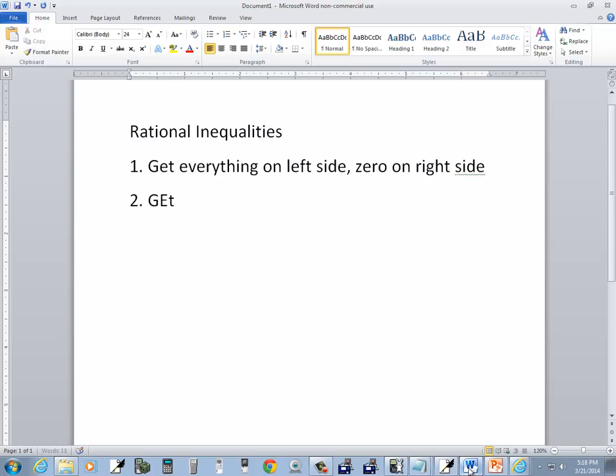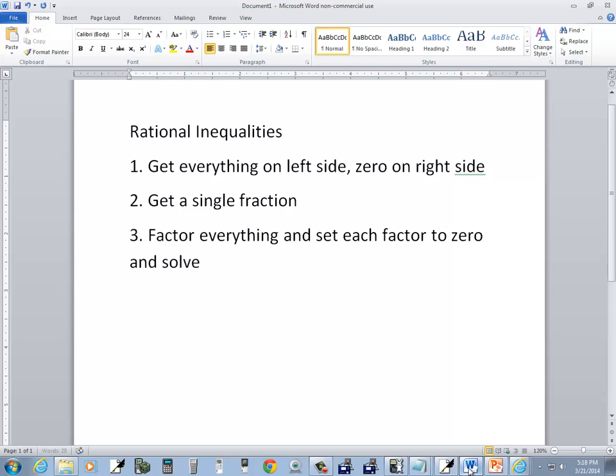Step 2, get a single fraction. Step 3, factor everything, top and bottom, and set each factor equal to 0, and solve. Now these are our critical values.